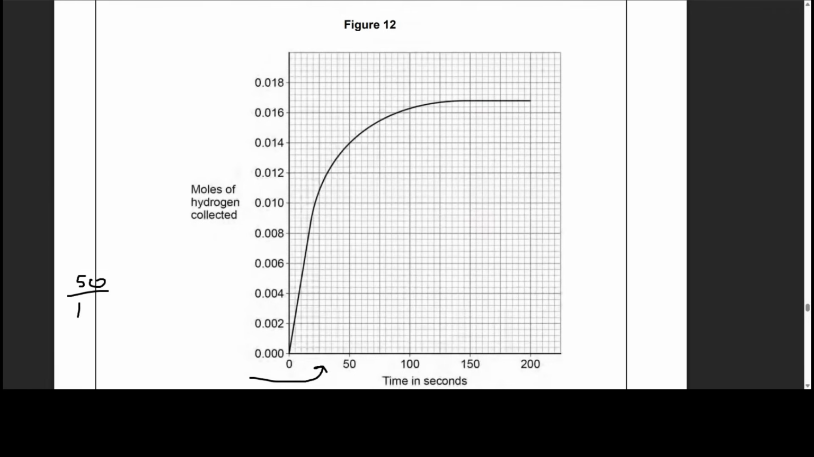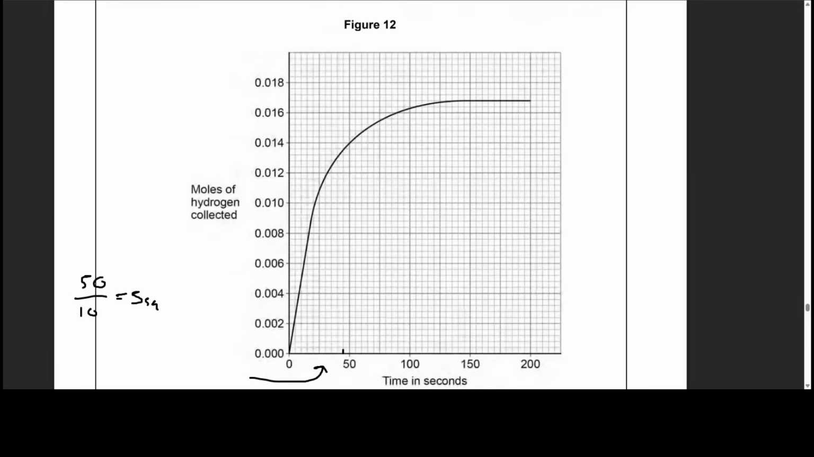Oh, I've done that the wrong way around, haven't I? What a twiddle. Oh, yeah, kind of obvious, isn't it? It is 50 divided by 10 equals 5. So each square is worth 5 seconds. So 45 seconds is there because that's 25, 30, 35, 40, 45.